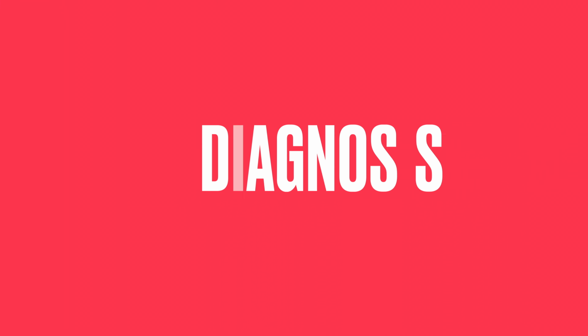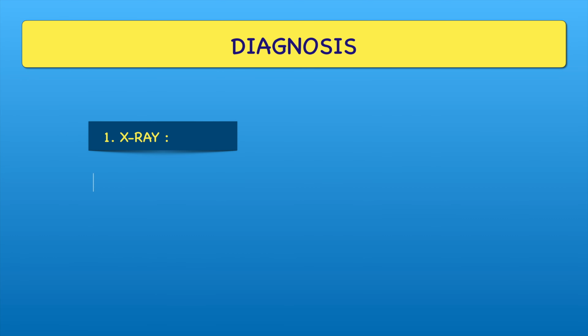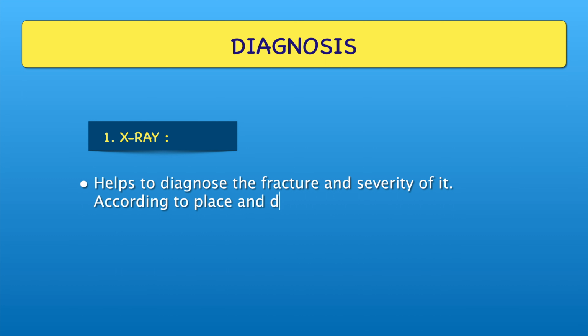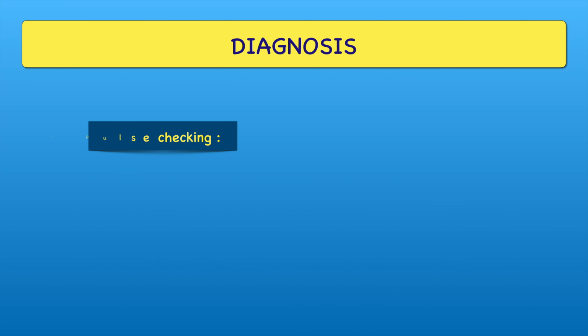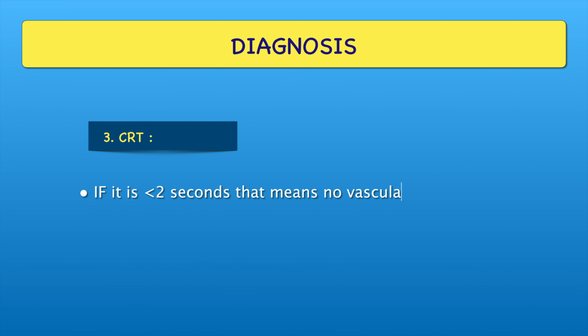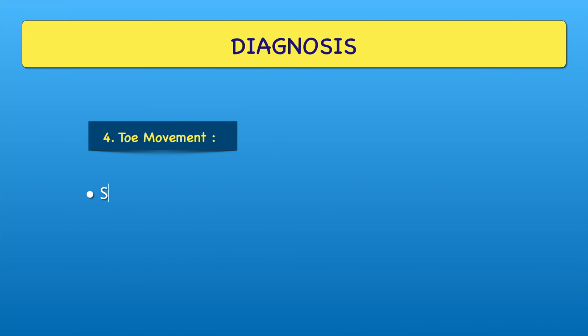Now let's discuss the diagnosis part. X-ray helps to diagnose the fracture and its severity. According to the place and depth of the fracture, it can be classified by looking at the X-ray. Pulse checking: presence of popliteal pulse means no vascular damage. CRT: if it is less than 2 seconds, that means no vascular injury occurred. Toe movement suggests no nerve injury.